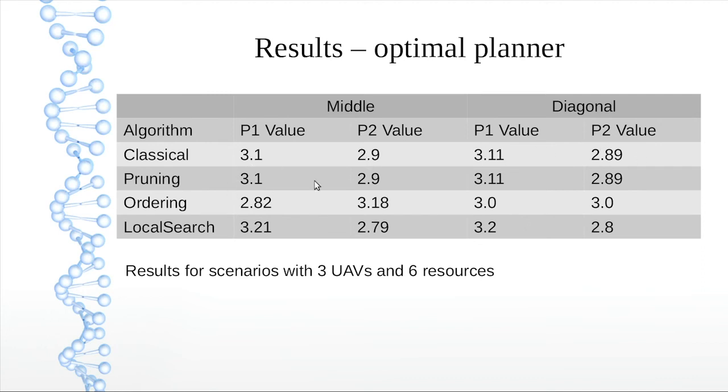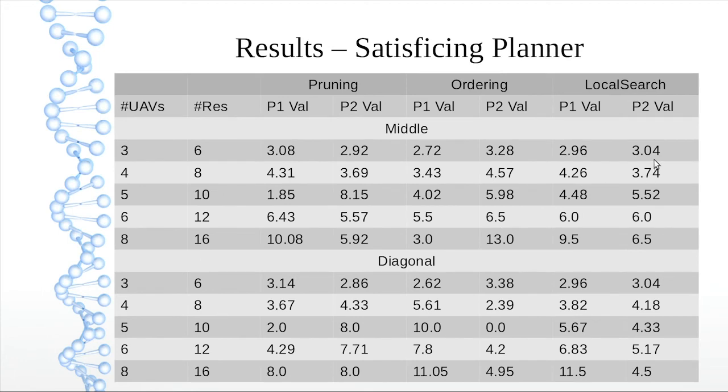With the pruning heuristic, the optimality is not compromised, because we are just pruning critical actions that are useless. Of course the optimality is compromised with the use of the ordering heuristic or the local search approach, even though the optimal planner is used. But what you can see for the local search approach is that the values are quite close to the optimal ones. And if we go to the results where we use the satisficing planner, we can see that we can scale beyond 3 UAVs up to 8.